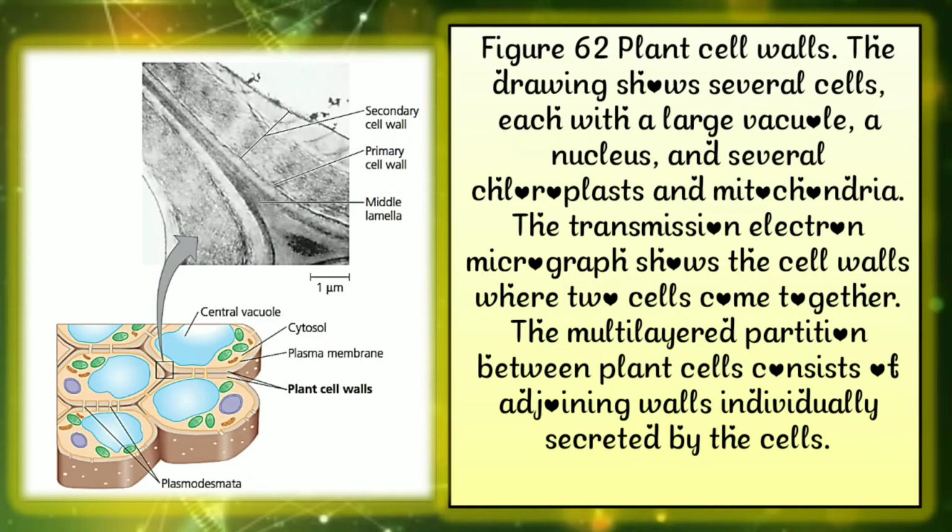In Figure 62, plant cell walls, the drawing shows several cells, each with a large vacuole, a nucleus, and several chloroplasts and mitochondria. The transmission electron micrograph shows the cell walls where two cells come together. The multilayered partition between plant cells consists of adjoining walls individually secreted by the cells.